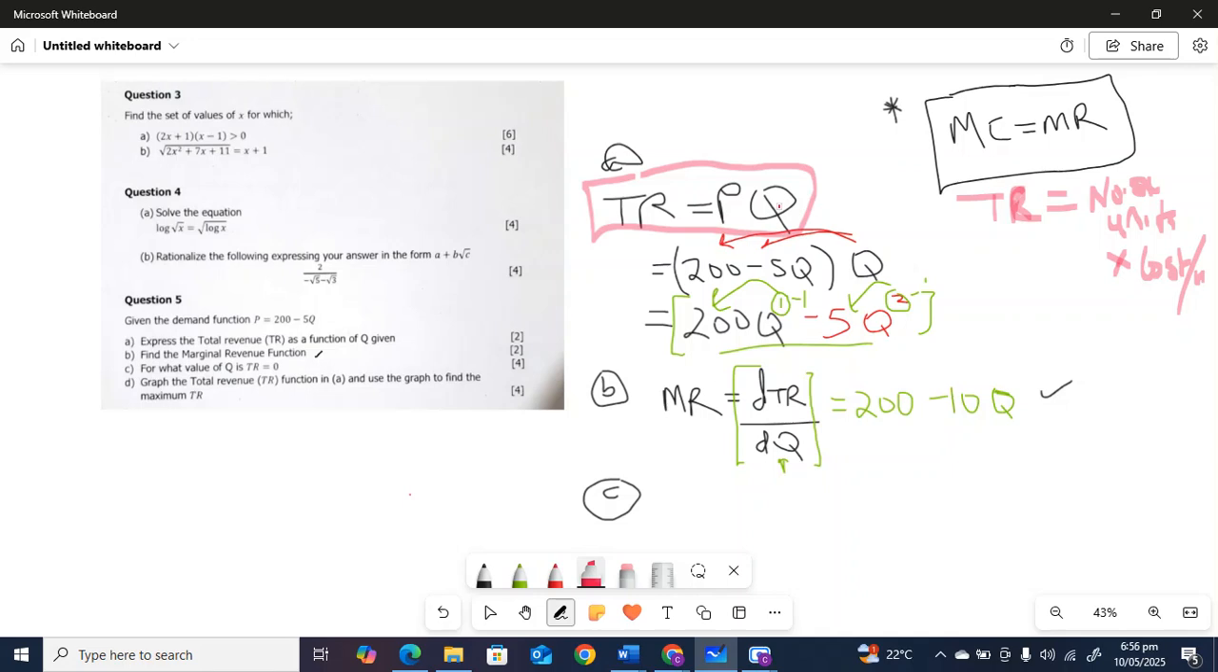Once you get total revenue and total cost, when you derive both, if you derive total cost you get marginal cost, and if you derive total revenue you get marginal revenue. When you equate these two, it gives you the number of units you need to produce to maximize your profit. So it's a profit maximizing condition.